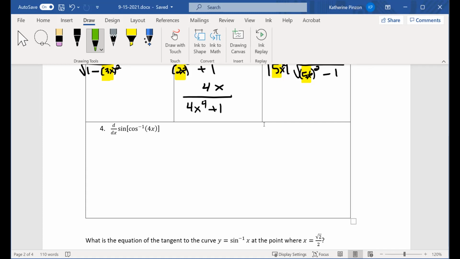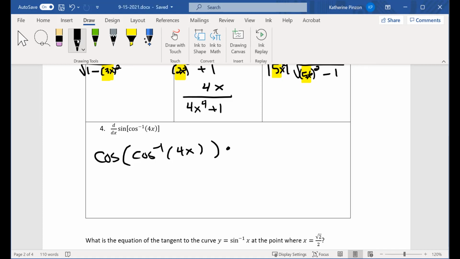So first I'm going to take the derivative of the sine, then I'm going to multiply by the derivative of the cosine inverse, then I'm going to multiply by the derivative of the 4x, right? So I have those three layers. Okay, so what's the derivative of sine of something? Cosine of something. That inside stuff doesn't change. Times... So I did the sine, so I imagine I'm covering up the sine, right? I use the sine, and now I'm taking the derivative of cosine inverse of 4x.